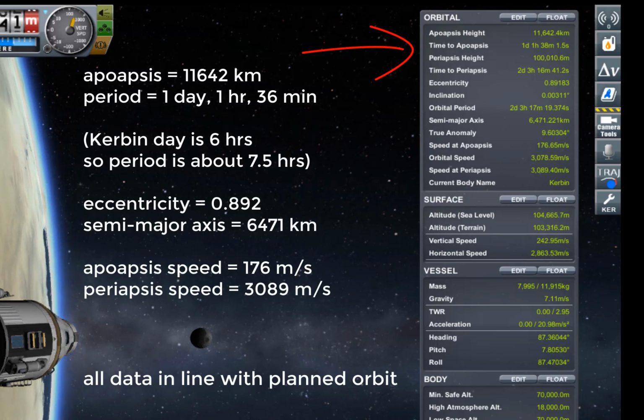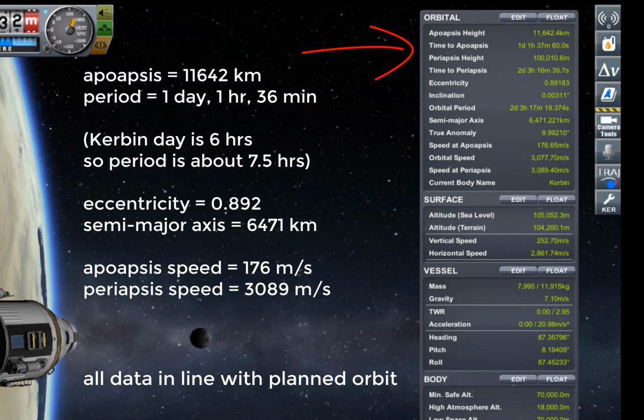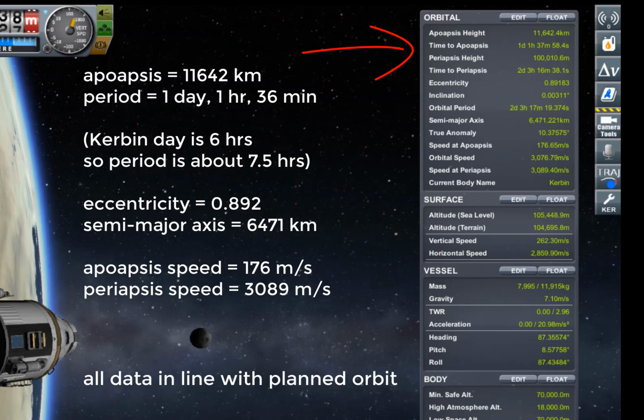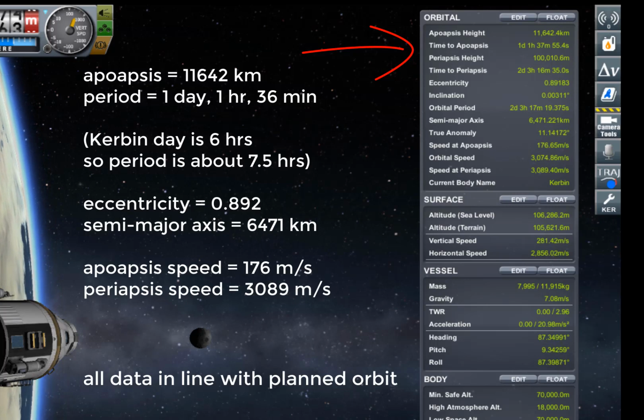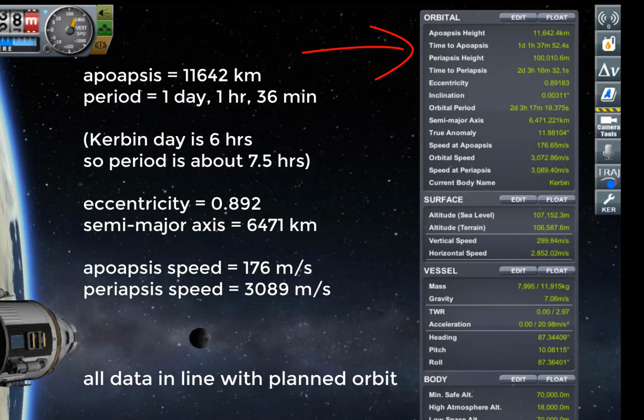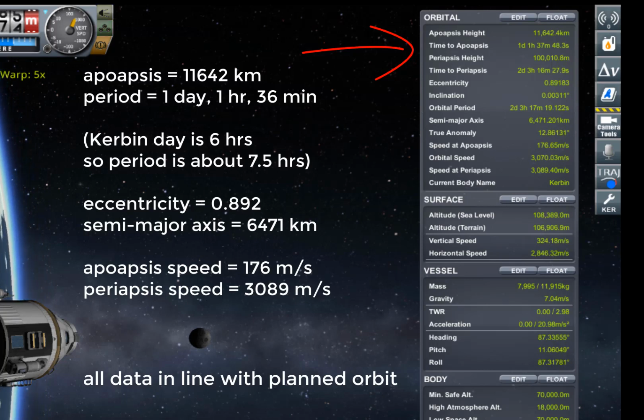And we have time to apoapsis. Now, Kerbin days are 6 hours, so a 7.5 hour trip is 1 day, 1 hour and a half hour for Kerbals. So that's very close to what we would expect. The eccentricity of this orbit is 0.89, very close to our planned trajectory. Also in part 2, we had computed the speed at apoapsis of 180 meters per second. Now this path that we're currently on takes us a little bit further, so that speed that we see at 172 meters per second at apoapsis is just what we should expect for this orbit.